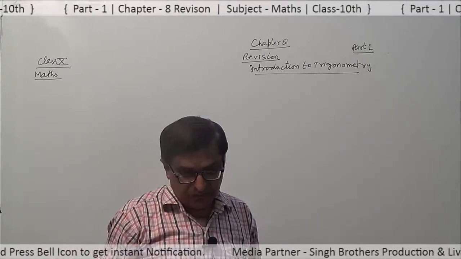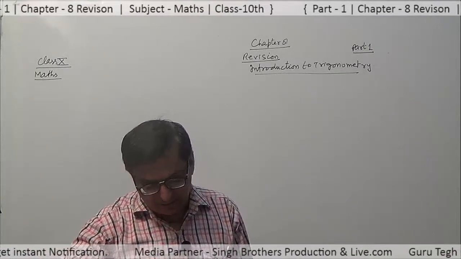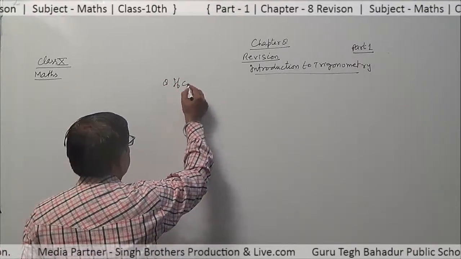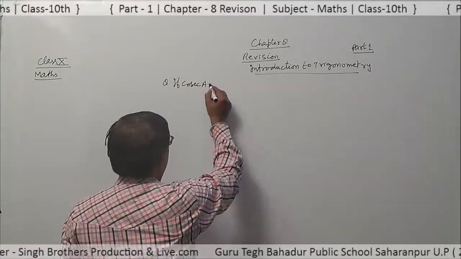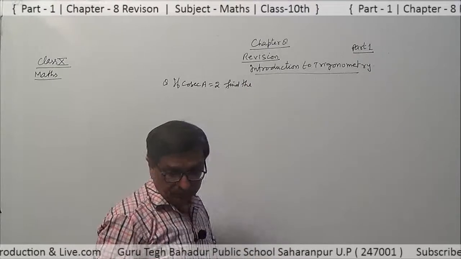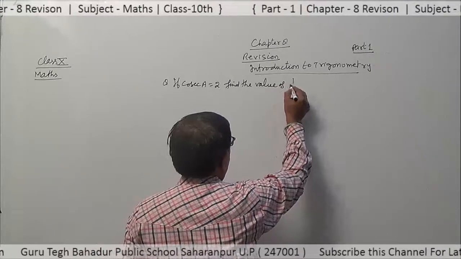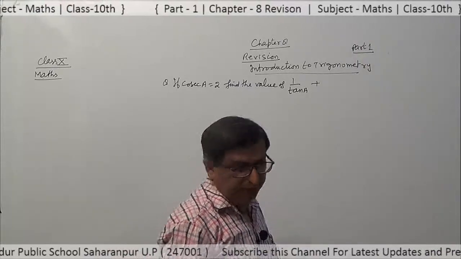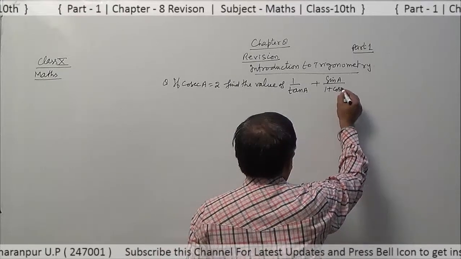So, first of all, I am taking the question related to exercise 8.1, question number 1. If cosec A is equal to 2, find the value of 1 upon tan A plus sin A upon 1 plus cos A.